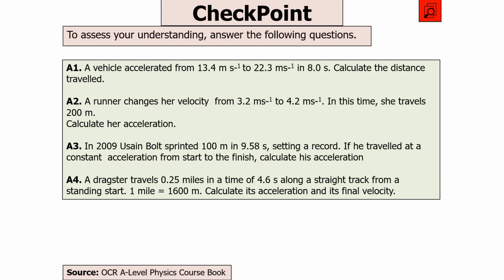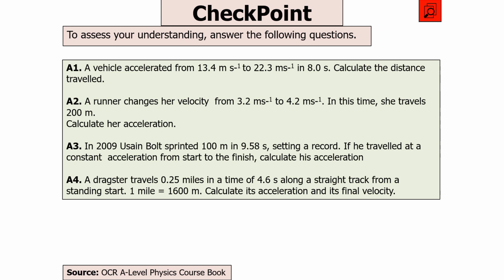The next question says, a vehicle accelerated from 13.4 meters per second to 22.3 meters per second in 8 seconds. Calculate the distance travelled. Then a runner changes her velocity from 3.2 meters per second to 4.2 meters per second. In this time, she travels 200 meters. Calculate her acceleration. Then in 2009, Usain Bolt sprinted 100 meters in 9.58 seconds, setting a new record. If he travelled at a constant acceleration from start to finish, what's his acceleration?